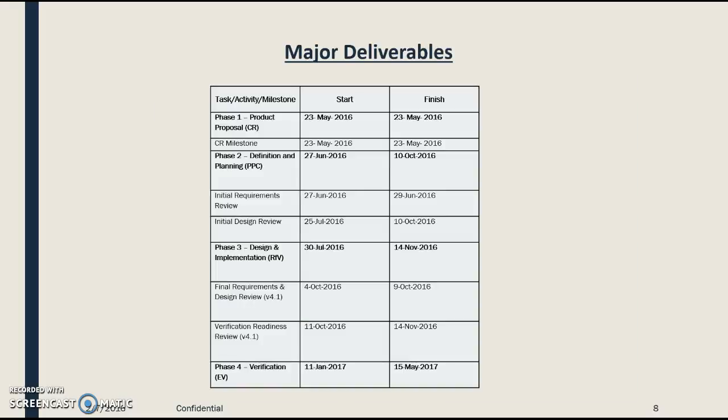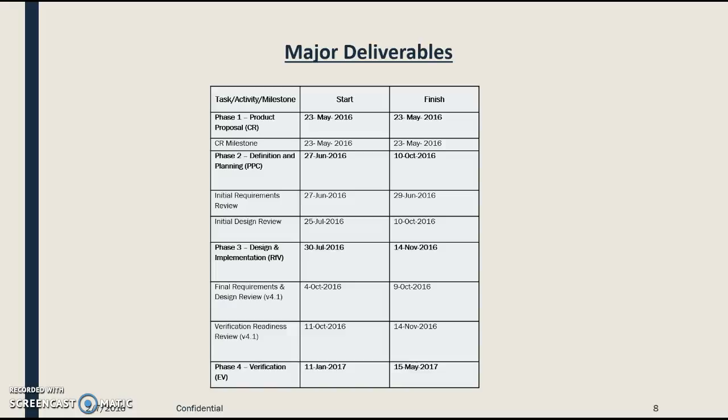Okay, so here are the major deliverables which we are going to accomplish throughout the project. We are planning to start the project with phase 1, which is a product proposal. We have a deadline of finishing phase 1 by 23rd May 2016. The second phase is the definition and planning, which we are planning to finish by 10th October 2016. These are very high-level deliverables.